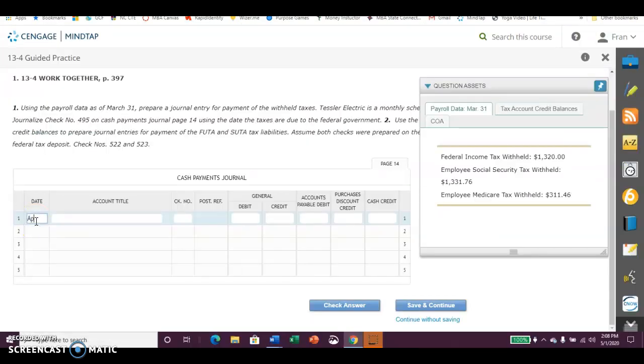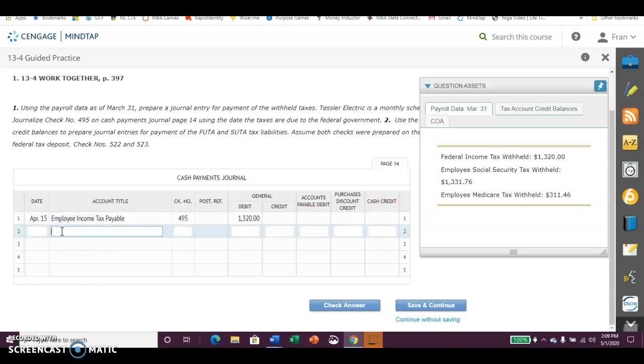Okay, so here we go. As we said, we're going to pay this on April 15th. So we're going to start with the first one with the employee income tax payable. And that's going to be your federal income tax. In the directions, it just tells us right up here that we're using check number 495. And right over here, it tells us that amount is $1,320. Okay, but we're paying a couple different things here, so I'm going to leave this blank for just a minute.